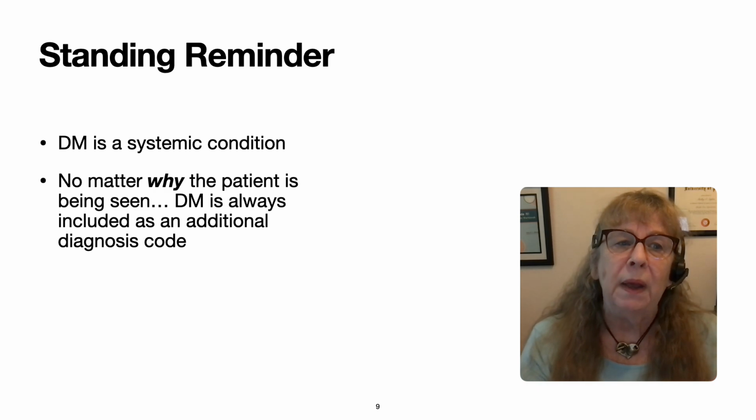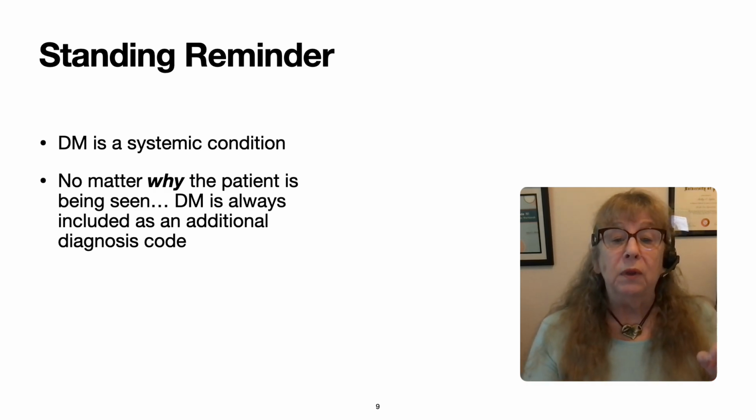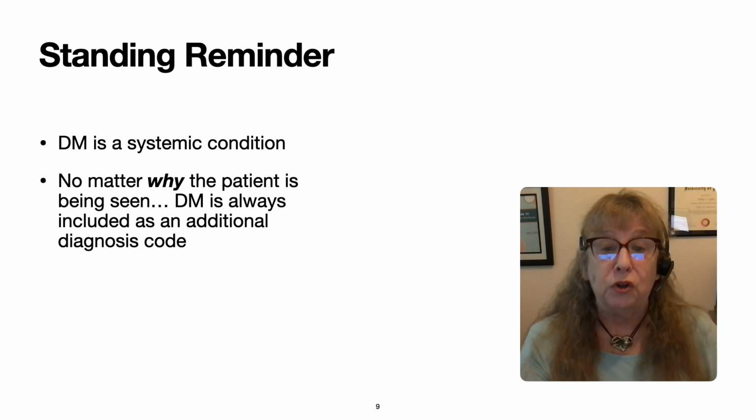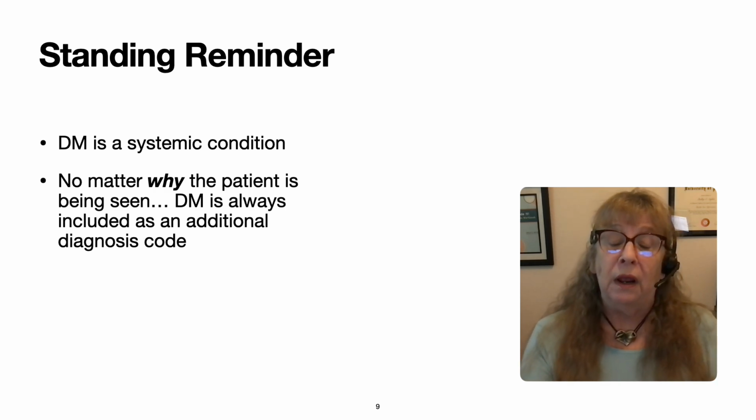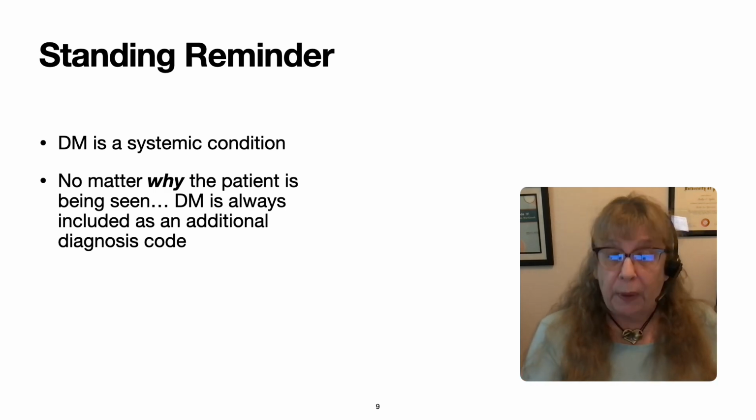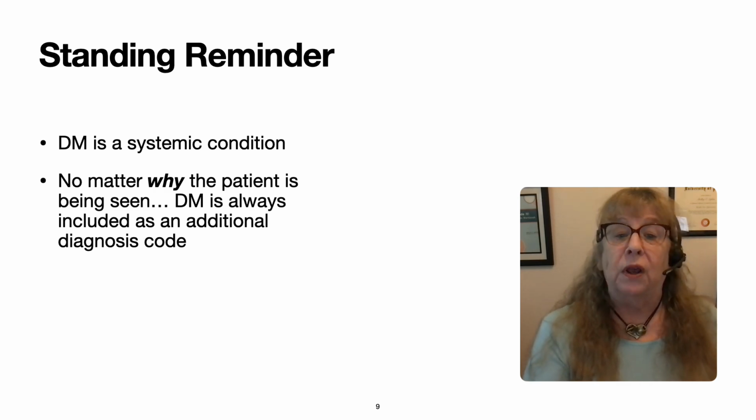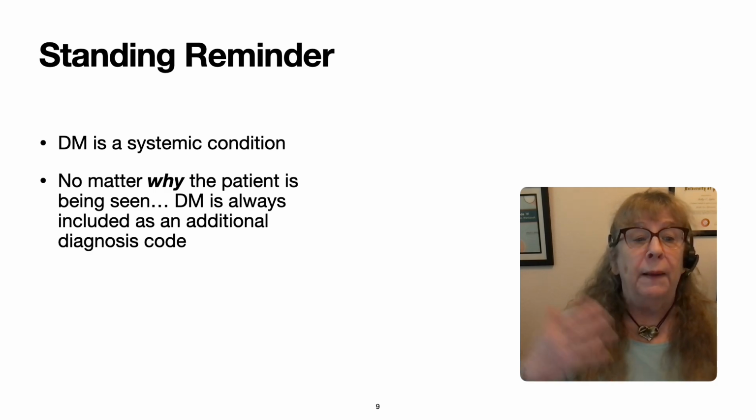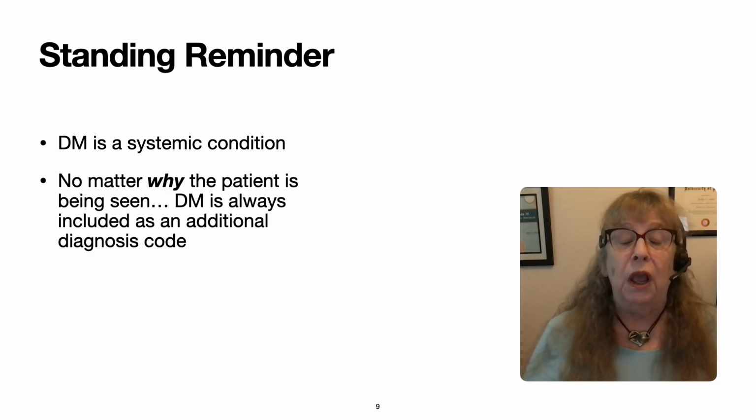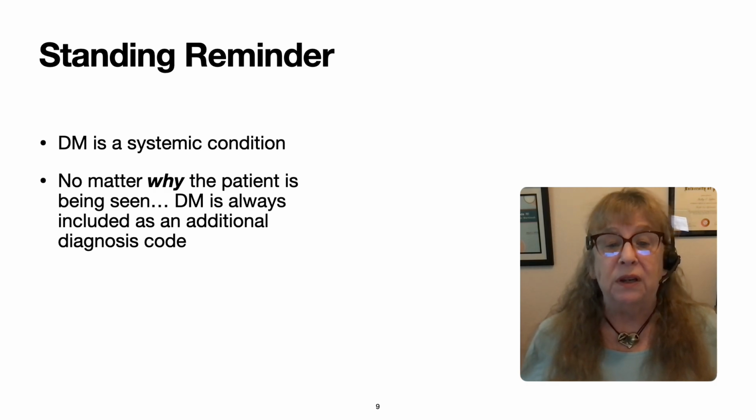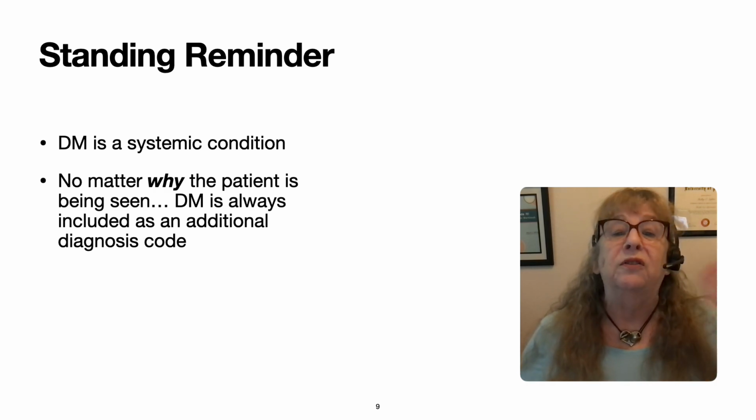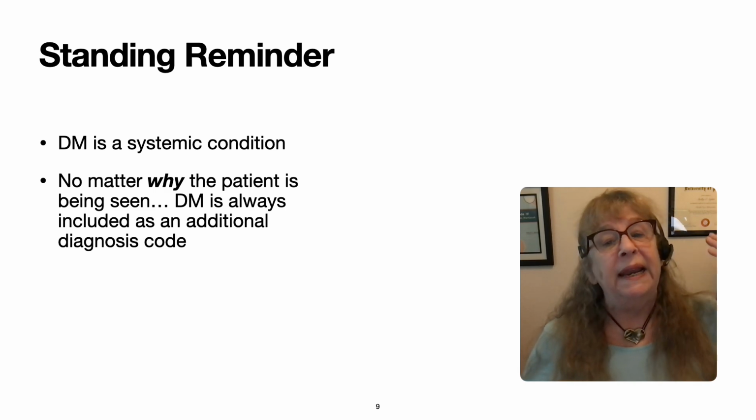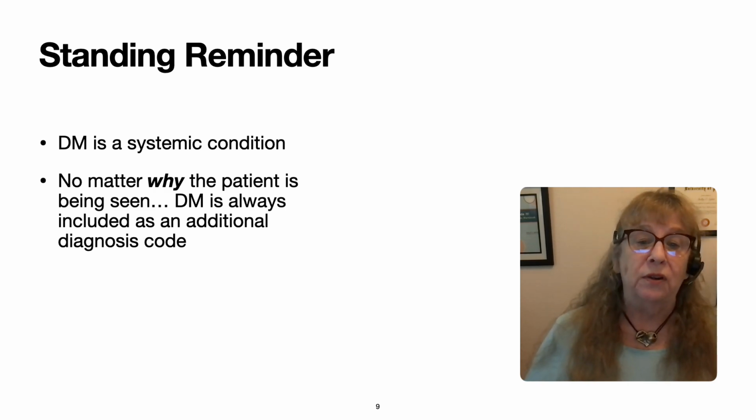Okay, standing reminder: diabetes mellitus is a systemic condition. As you just learned, this one condition starts with the pancreas, and the way the pancreas works can affect every other body system. Therefore, because it's a systemic condition, you will always report this as a secondary diagnosis code, regardless of why the patient is there to see the doctor, because it's always a consideration in every aspect of this patient's health.